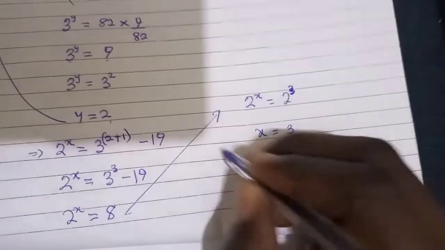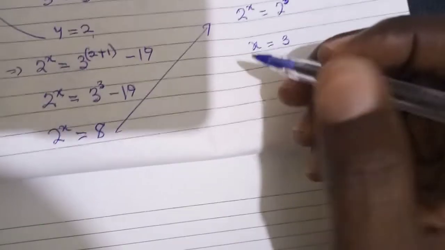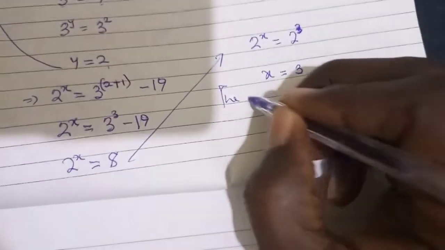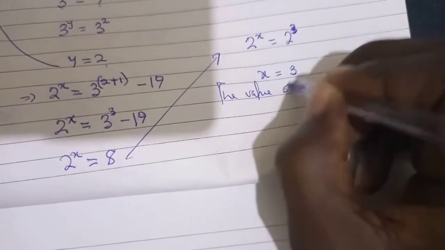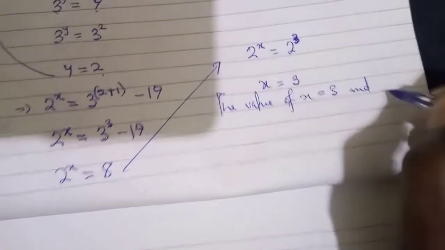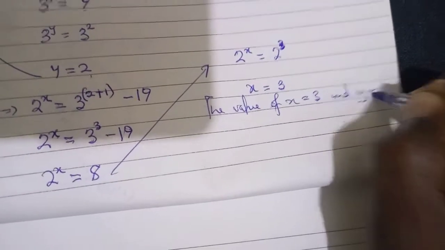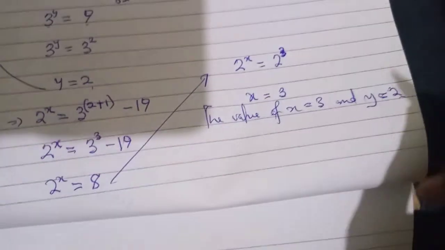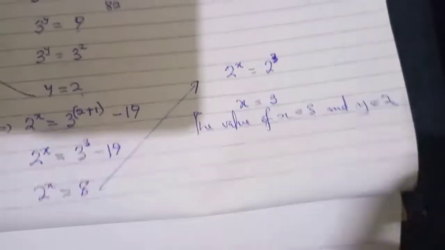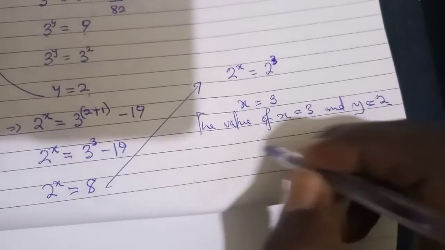So that means the value of x equals 3 and y equals 2. I think we're supposed to find the value of the two variables. And that is that.